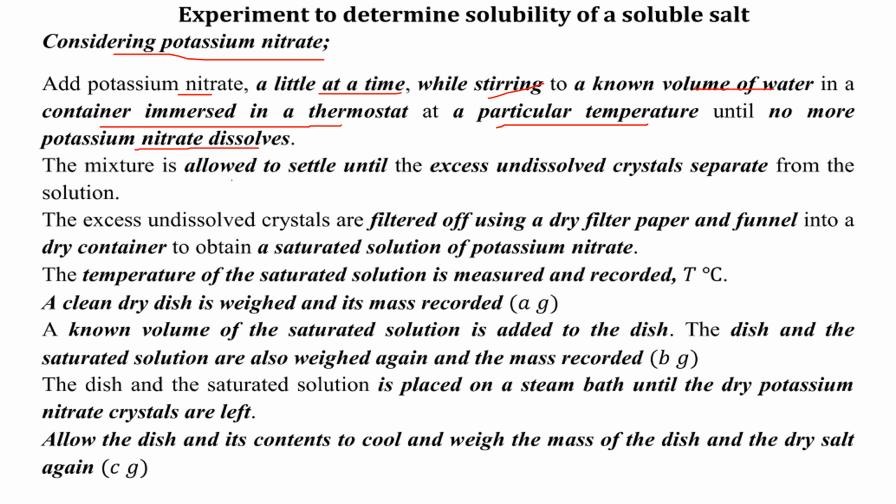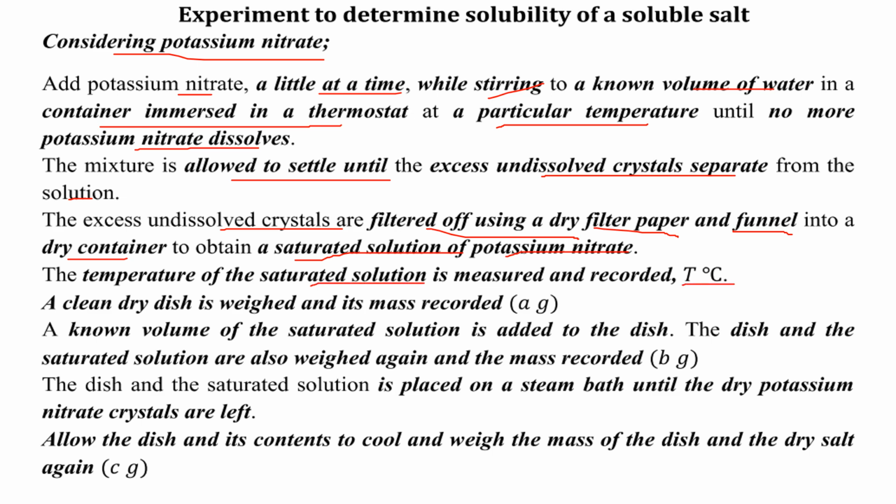Now the mixture is going to be allowed to settle until the excess undissolved crystals of potassium nitrate separate from the solution, and then the excess undissolved crystals are going to be filtered off using a dry filter paper, which you have in the laboratory, and then a funnel, because they're the ones that are used in filtration, and they're going to be filtered off into a dry container so that we can obtain only the saturated solution of potassium nitrate.